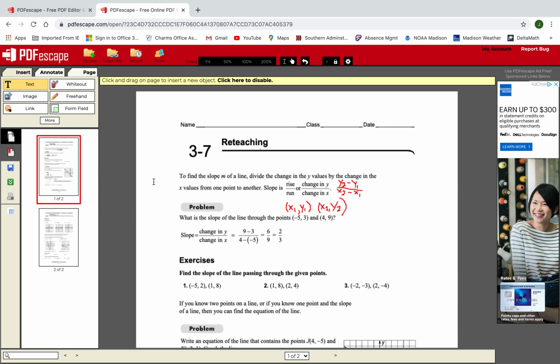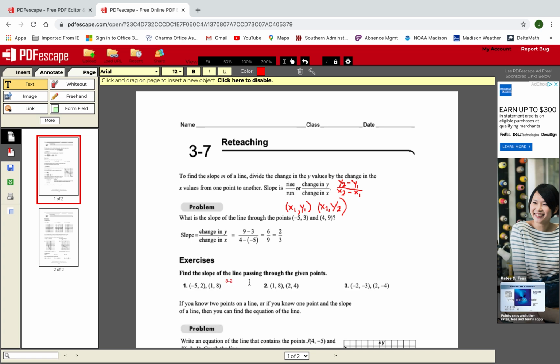So we're going to practice this down here in our exercises. So finding the slope of a line passing through the given points. So we have x1, y1, and x2, y2. So we're going to substitute those values in. At the top, we need y2 minus y1. So we're just going to take our second y value and subtract our first y value. So we're going to start with 8 minus 2. Yes, that is much prettier, isn't it?